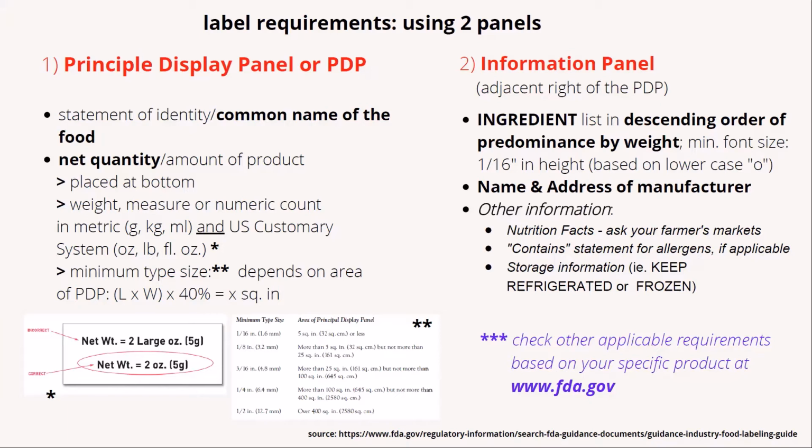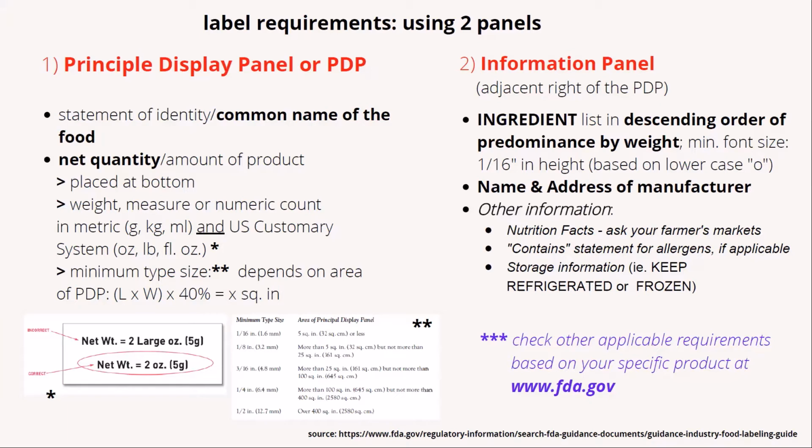The information panel to the right of the PDP will provide the ingredient list in descending order of predominance by weight. You must also provide the name and address of the company, and other information that might be relevant are things like the nutrition facts.